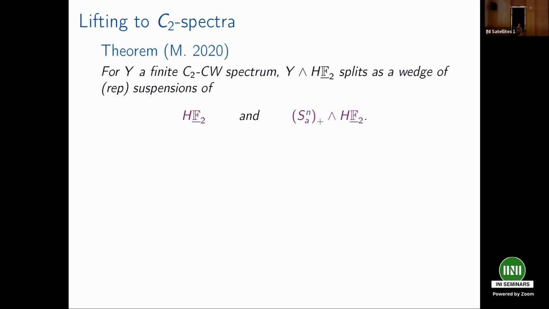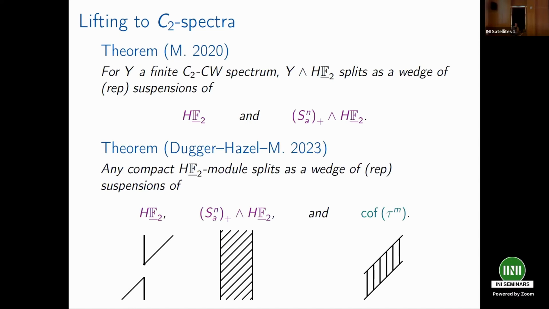Okay, so I was able to lift this to a spectrum level statement. So if you have a finite C2 CW spectrum, you could smash it with HF2 underline. The homotopy here is kind of like the homology of your C2 CW spectrum, and that splits as a wedge of maybe representation suspensions of these two corresponding pieces. So the Eilenberg-MacLane spectrum and antipodal spheres smashed with it. And then we thought, well, maybe this classifies all HF2 underline modules. And it turns out you need one more piece.